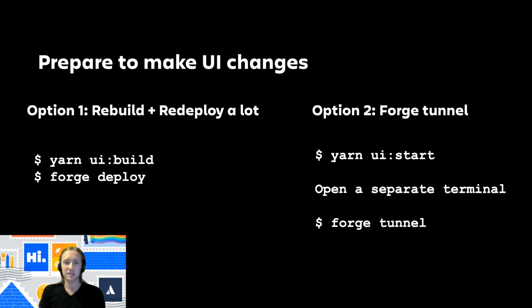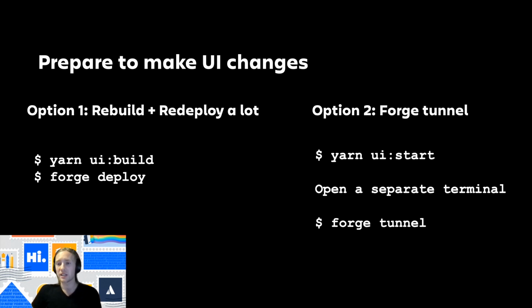So option 2 is doing a hot reload kind of situation. So it uses the forge tunnel command, which runs all of the forge stuff with hot reloading. And then in a separate terminal, you're going to want to run yarn UI start. So this starts up the UI and allows reloading there. For simplicity during this workshop, I'm probably just going to use yarn UI build and forge deploy.